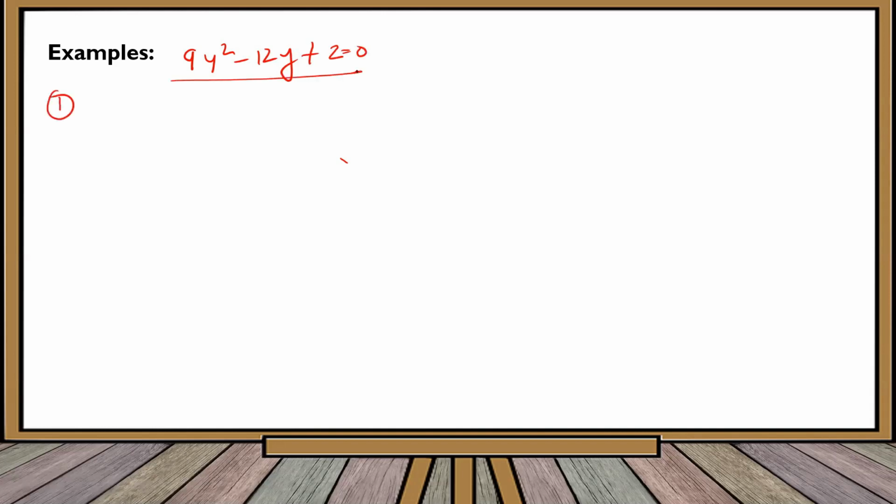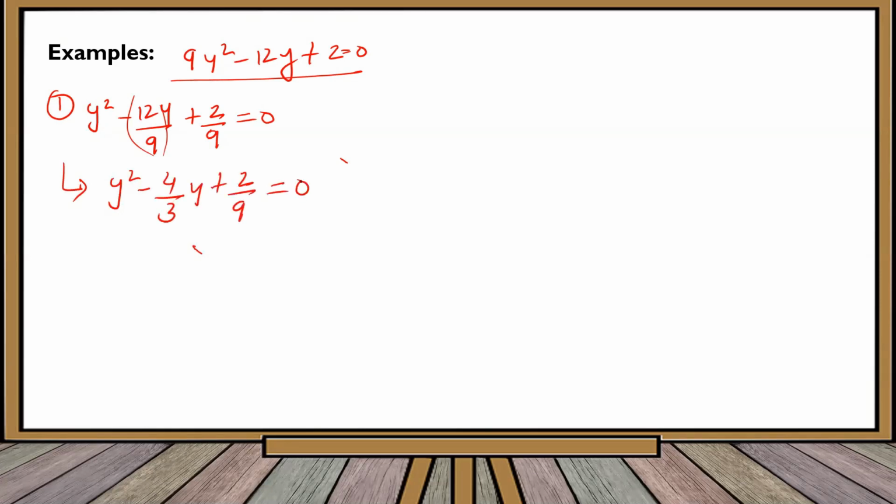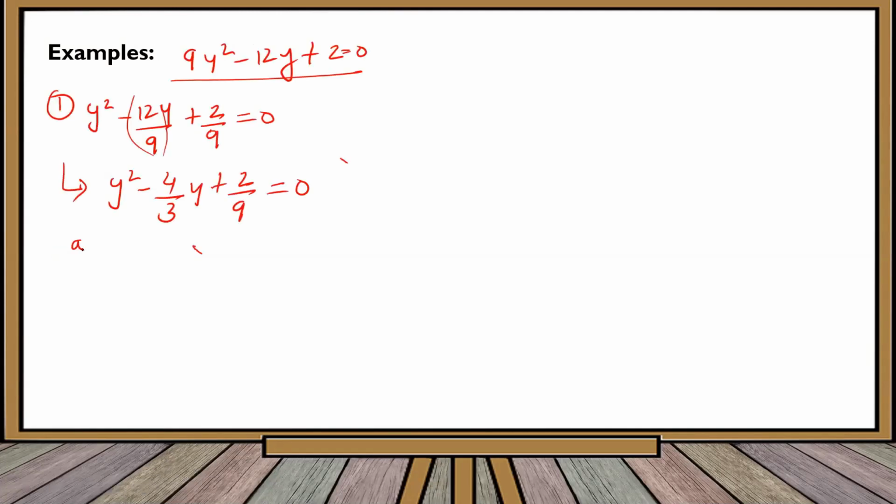First step, divide by 9. So what do we get? Y square minus 12y upon 9 plus 2 upon 9 equal to 0. Now this 12 upon 9, what does it become? It becomes y square minus 4 by 3y plus 2 by 9 equal to 0. So as we see, your a over here, what is a? A is equal to 1. B is equal to minus 4 by 3. And C is equal to 2 upon 9, right?